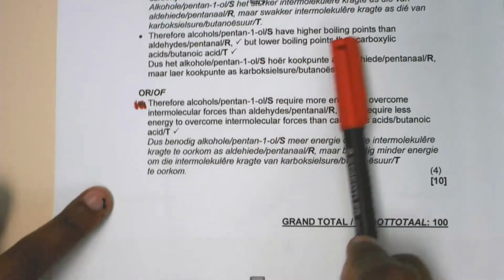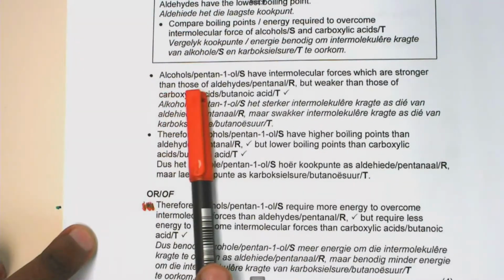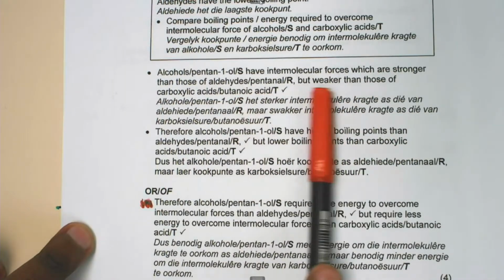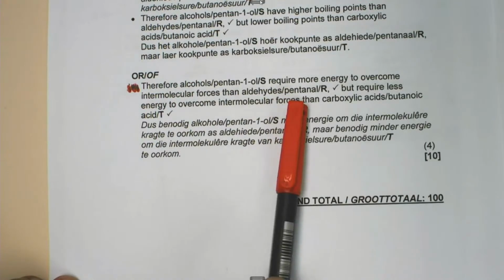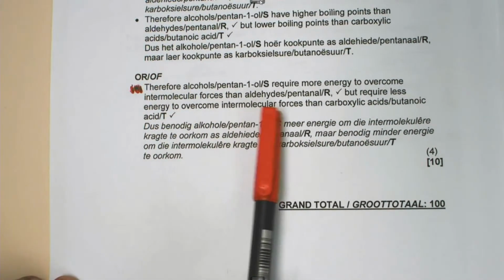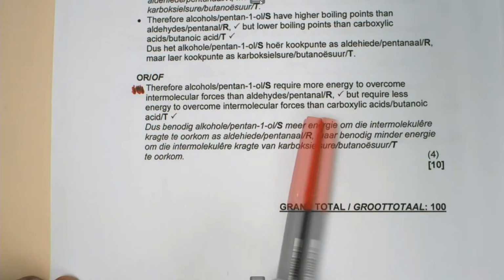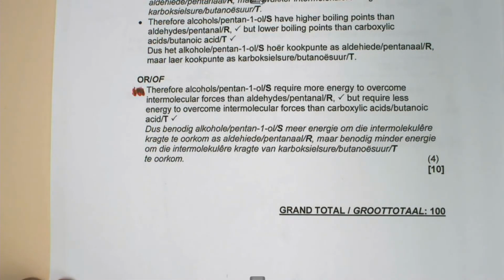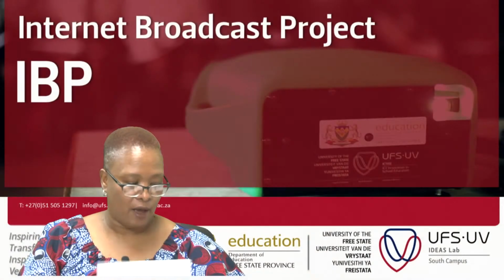If not comparing the boiling points, it's 1 mark for 138, and then 1 mark for saying alcohols have stronger intermolecular forces than aldehydes, but weaker intermolecular forces than carboxylic acids. That's the second mark. Then the third mark, therefore alcohols require more energy to overcome intermolecular forces than aldehydes, 1 mark, but they require less energy to overcome intermolecular forces than carboxylic acids. That's the fourth mark. So colleagues, I hope everything is clear in terms of marking.